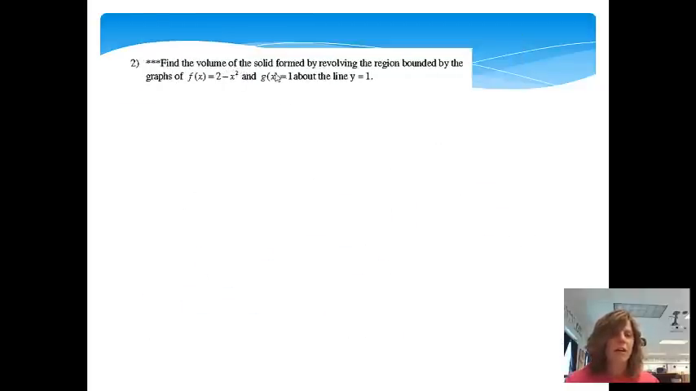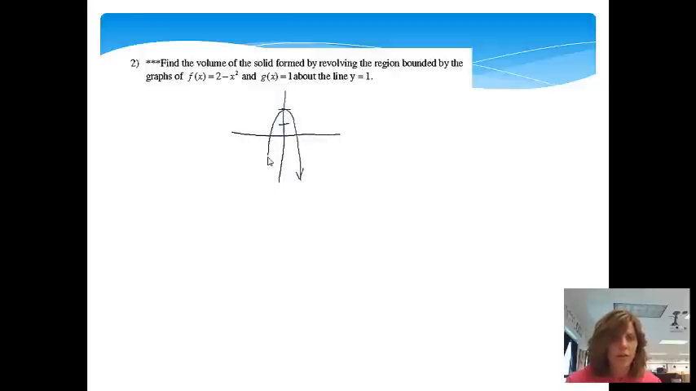Find the volume of the solid formed by revolving the region bounded by the graphs of f of x equals 2 minus x squared and g of x equals 1 about the line y equals 1 this time. Okay, so if you want to take a minute on your calculator and do this, that would be wonderful.